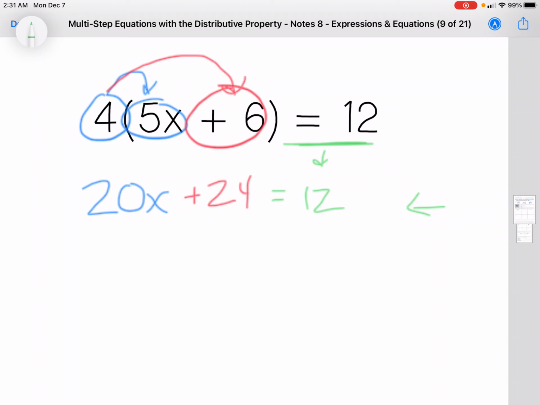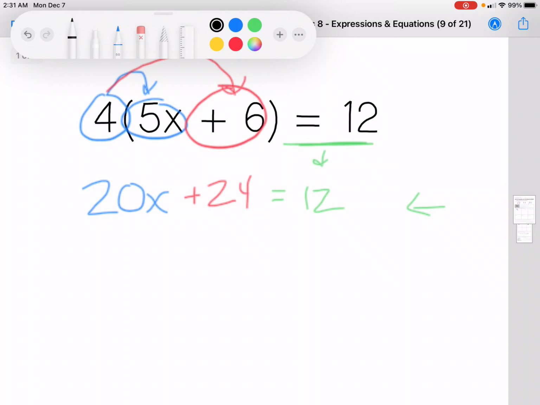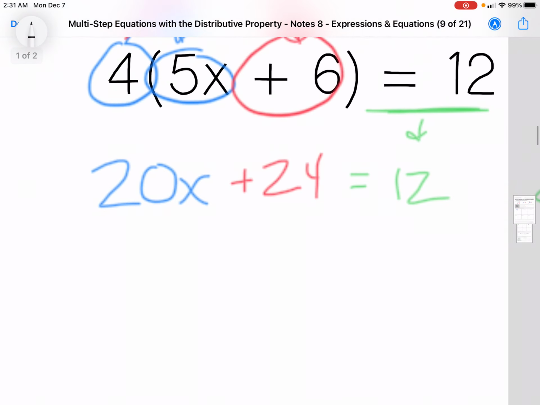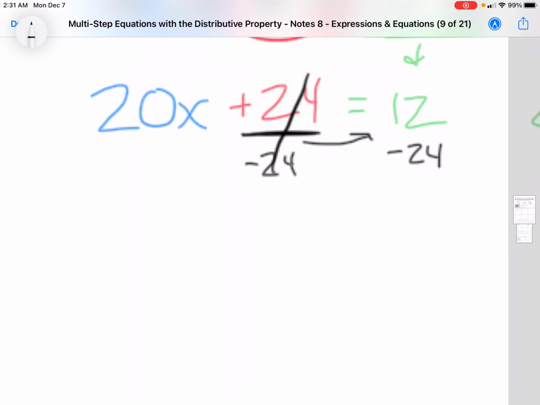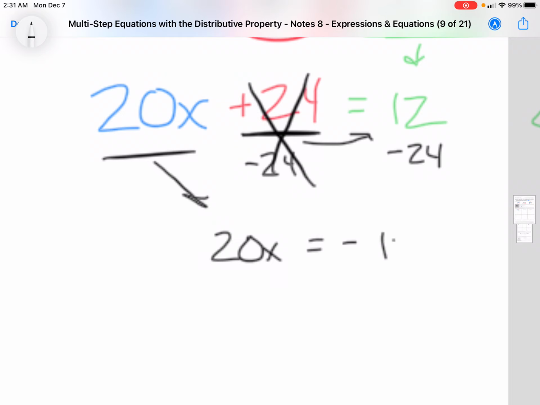Okay. So how do I solve that? Well, I get like terms to the same side, so that means I'm going to take this to the other side. Okay. How do I do that? I do the opposite. Okay. So those are going to go away. Remember, I didn't touch this, so I'm going to bring it down. 12 minus 24 is negative 12.